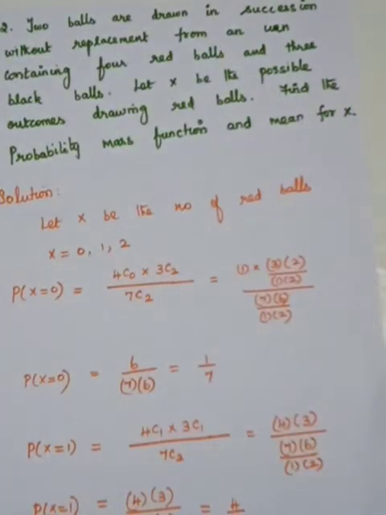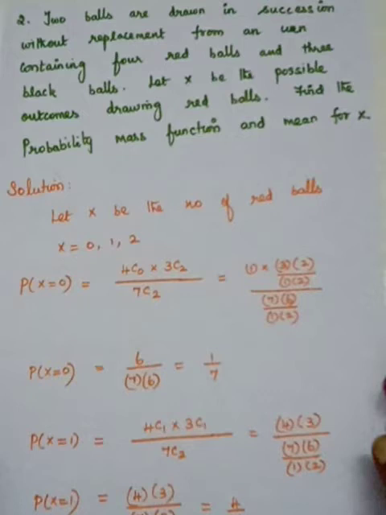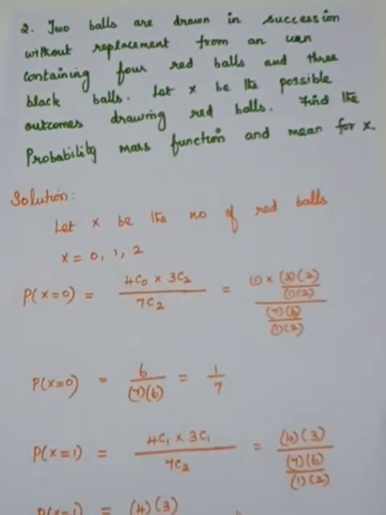And coming to problem number 2. Two balls are drawn in succession without replacement from an urn containing 4 red balls and 3 black balls. Let x be the possible outcomes of drawing red balls. Find the probability mass function and mean for x.